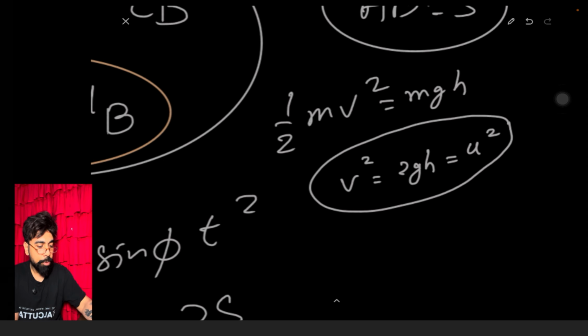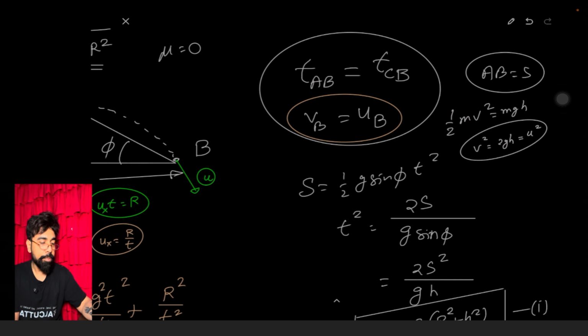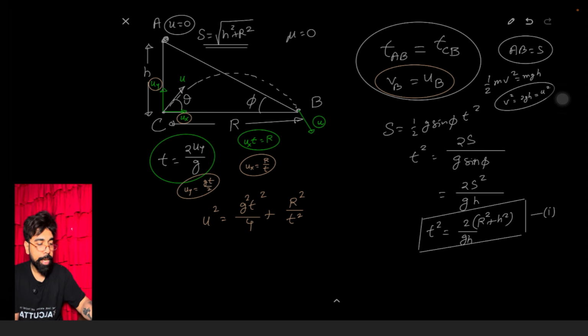But according to the problem, this v square must be equal to u square. It is the projectile's projection velocity, right? And that will be the speed at the point B according to the problem. So instead of u square, I can write here 2gh. And here g square by 4 into t square.